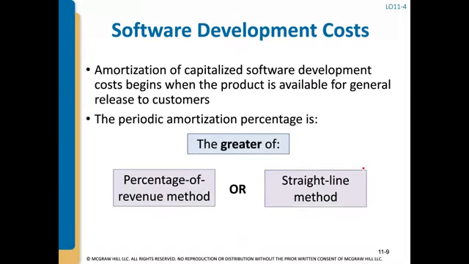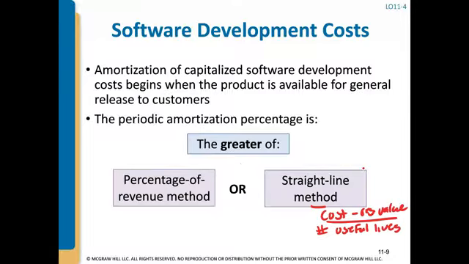So there's 2 methods to calculate the software development cost, and you have to calculate both methods to see what your amortization expense will be. And whichever one is greater is the amortization expense that you will take on your income statement. The straight line method we're very familiar with is the cost minus residual value, if any, divided by the number of years of useful life.